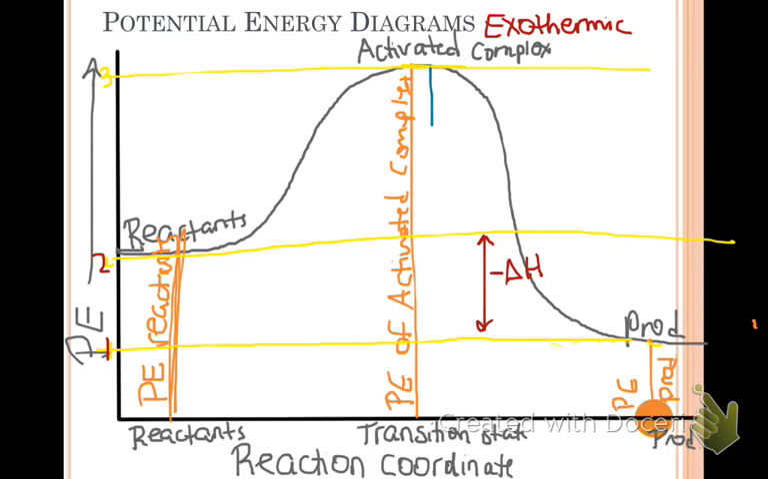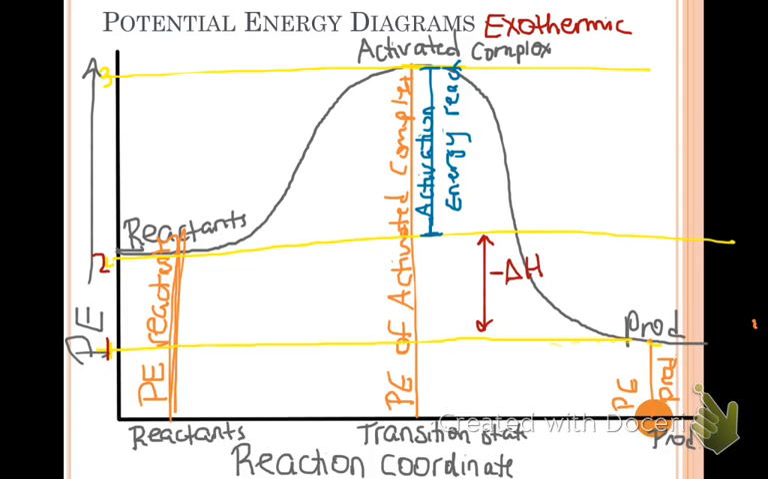So right here, if we have the reactants, this is the reactant line all the way up to the activated complex. That's your activation energy of your reactants. So activation energy. Okay. Activation energy. And again, this is for your reactants because it goes down to that yellow line for the reactants.